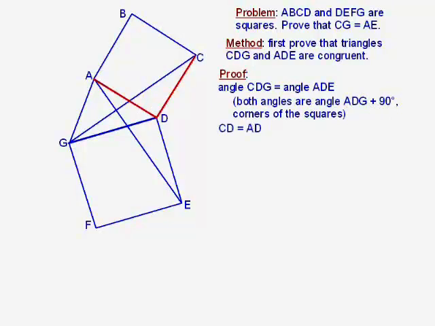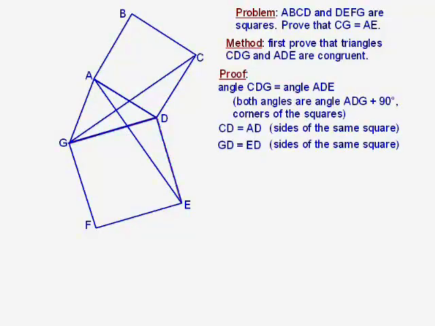Those two sides are equal because they're both sides of the same square. And those two sides are equal for the same reason. They're both sides of the same square. So now we have two sides and an angle in between them equal in both triangles, and so the triangles CDG and ADE are congruent.